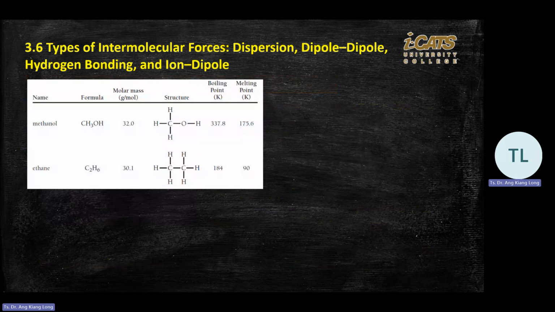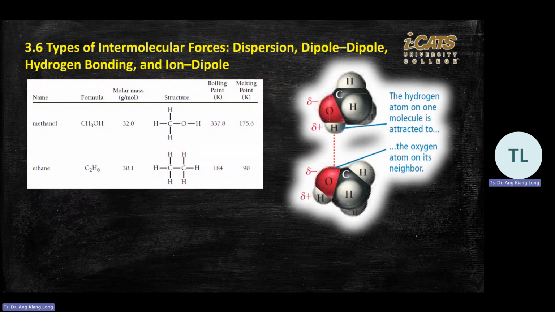For example, right? So here you can see the molar mass is almost the same. The structure here, one is balanced, one is non-balanced, right? For the boiling point, if it's non-balanced, it means it's polar.